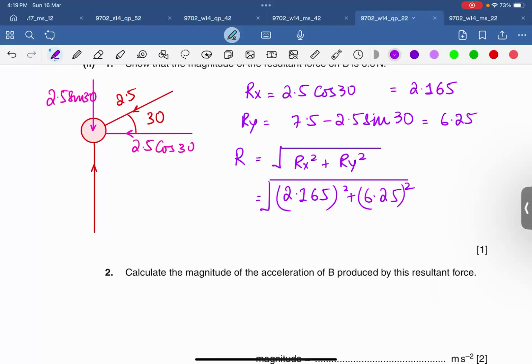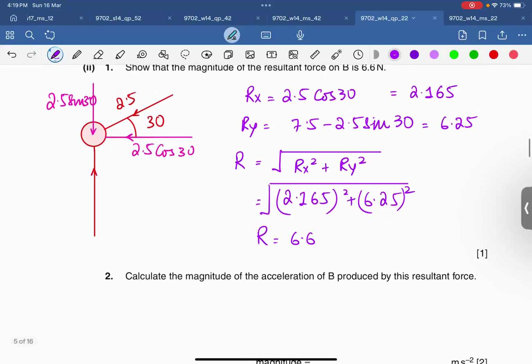How much? 6.61. 6.6. 6.61. Okay, that's fine. 6.6, because we have to show 6.6 Newton.